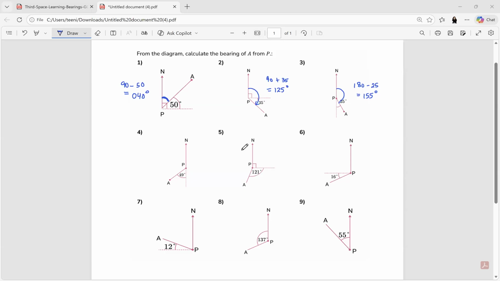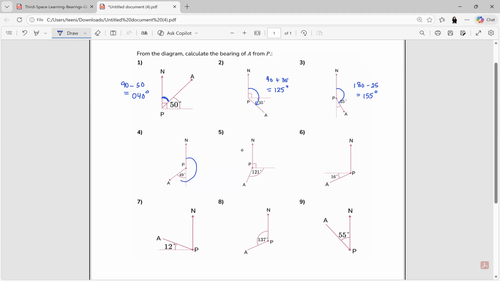Guys, for number 4, the bearing of A from P is going to be this angle on the outside here. So it includes the straight angle, which is 180 degrees, plus this little piece here, which is 49. So the bearing here will be 180 plus 49, which gives me 229 degrees.